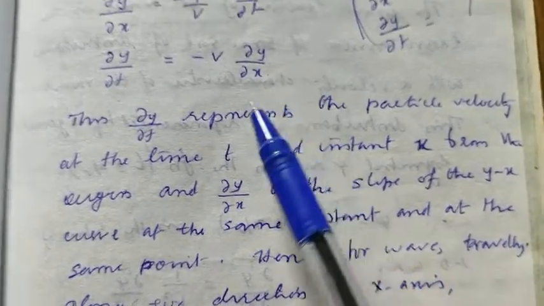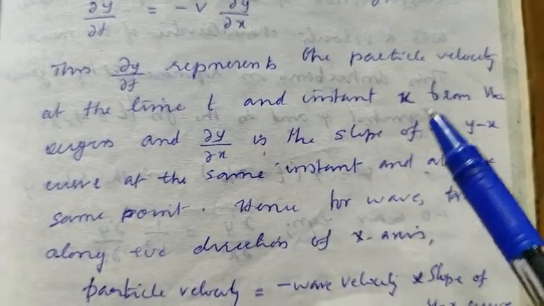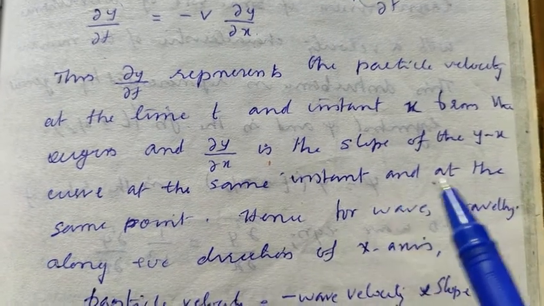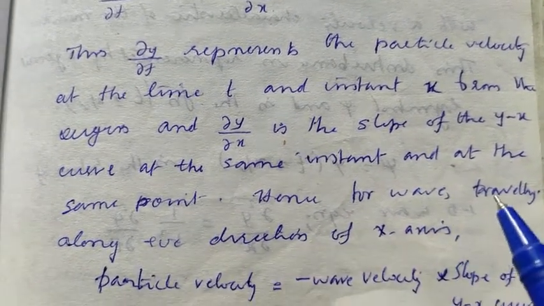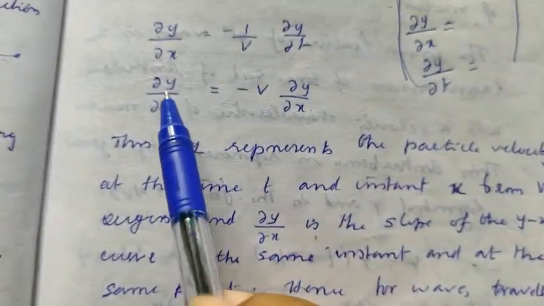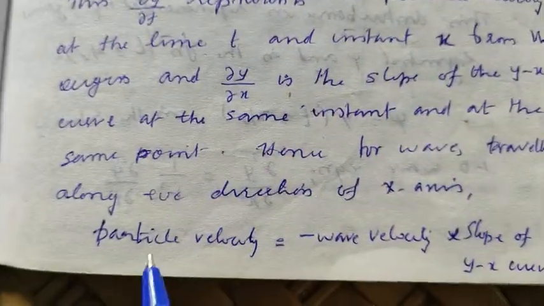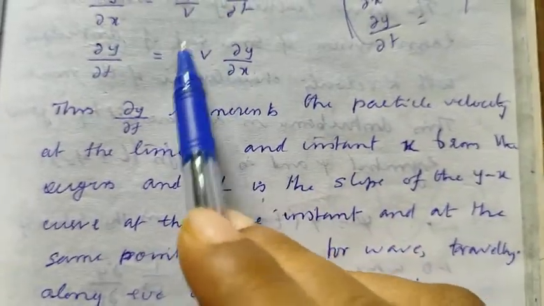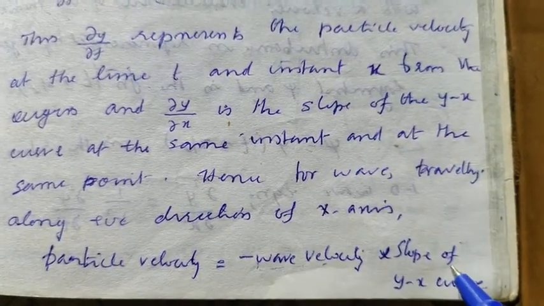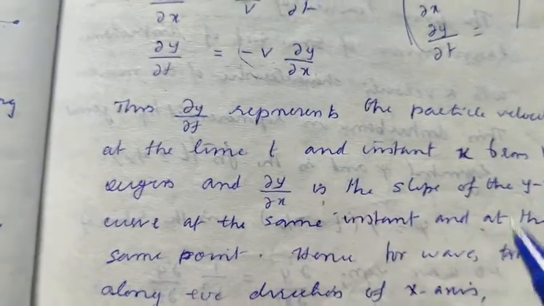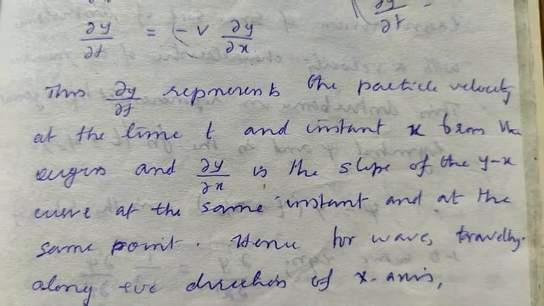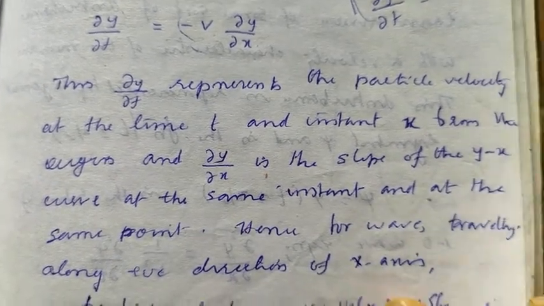And ∂y/∂x is the slope of the yx curve at the same instant and at that same point. Hence for waves traveling along the positive direction of the x-axis, the particle velocity can be represented as minus of wave velocity into the slope of the yx curve, where y is the displacement and x is the position where we are looking for the displacement of the particle in the wave.